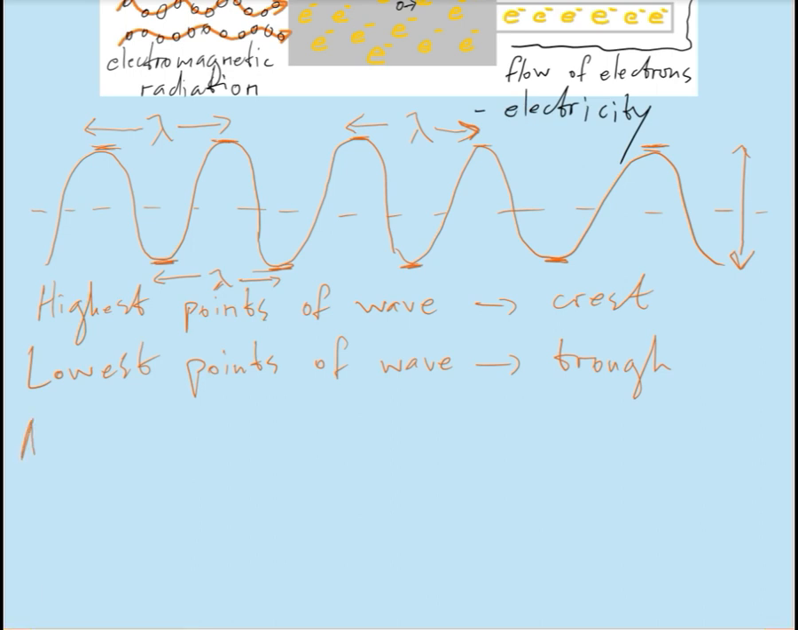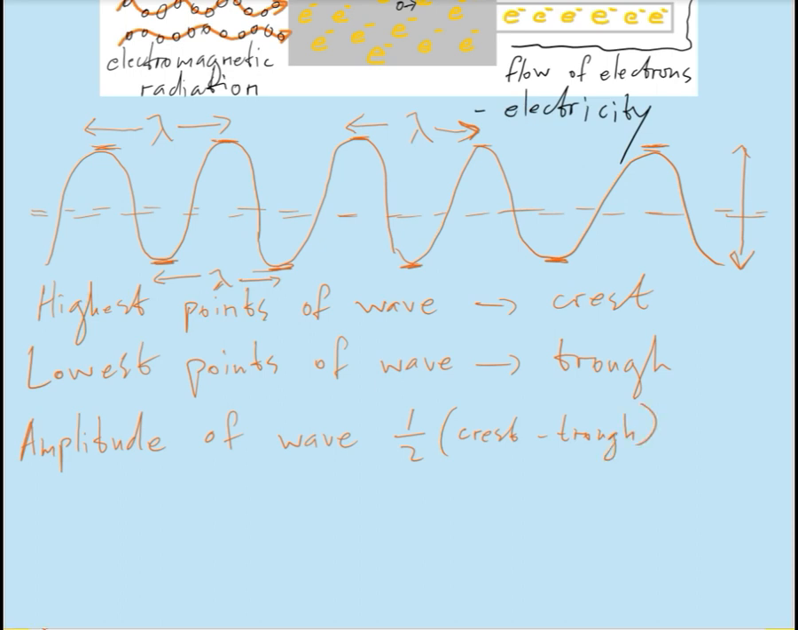The amplitude of a wave is effectively the distance from the midpoint to the top or the bottom of the wave. This is why I drew this dotted line. So it's basically half of the crest minus the trough. Of course, it's not always exactly a half.